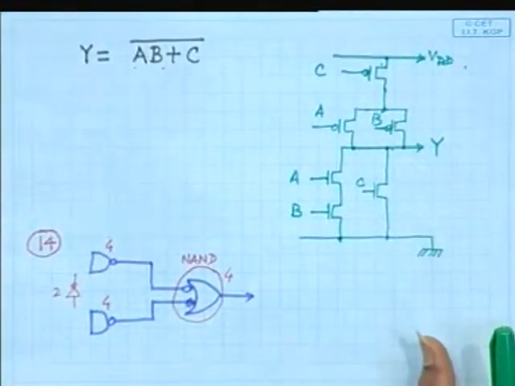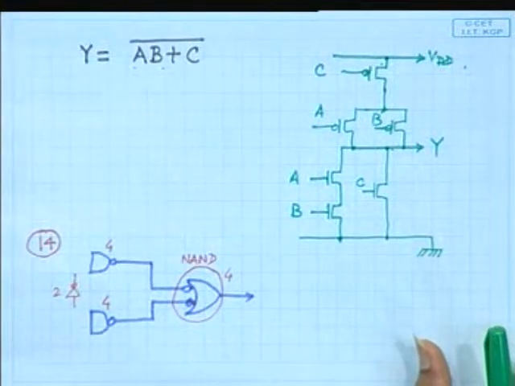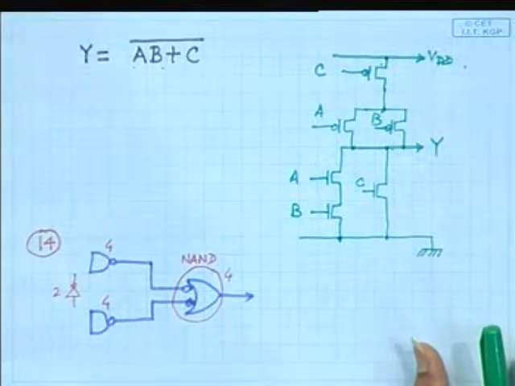So now at this point, if you have any question, or we will go for a slightly more complex design then. Any question so far?